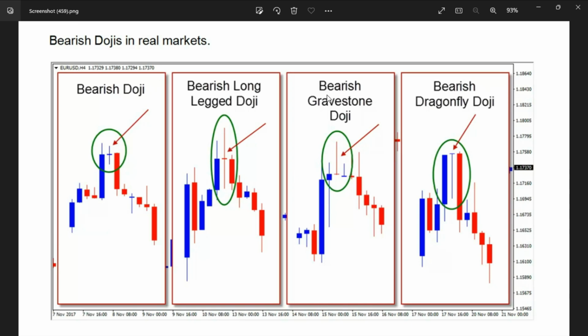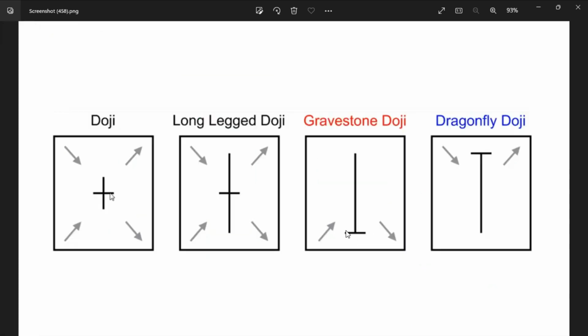Now we have a gravestone doji. See that? As I explained, a gravestone doji looks more like this. The market goes up bullish and later drops back down and closes at the same position where it opened, right? The same thing applies to the market selling, then pulling back up again and closing where it started, or close to the price where it started.